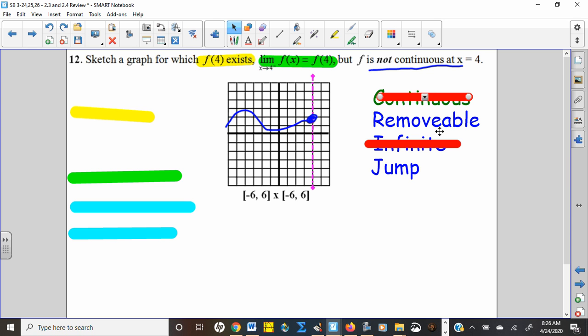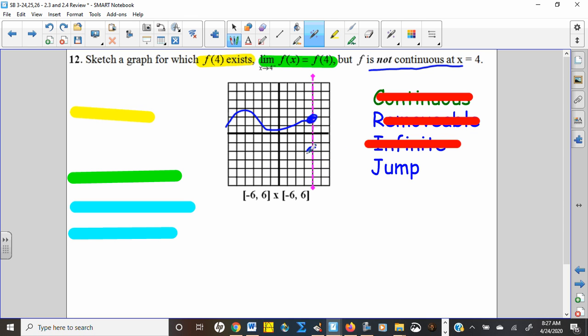Could it be a removable discontinuity? Could it be a jump discontinuity? I think it could not be a removable discontinuity, because if it was, both sides of your function would approach the same height. Well, we already know that the left side of this limit is approaching a closed point, but with a removable discontinuity, both sides would have to approach an open point, so that's impossible. So all that's left is a jump.